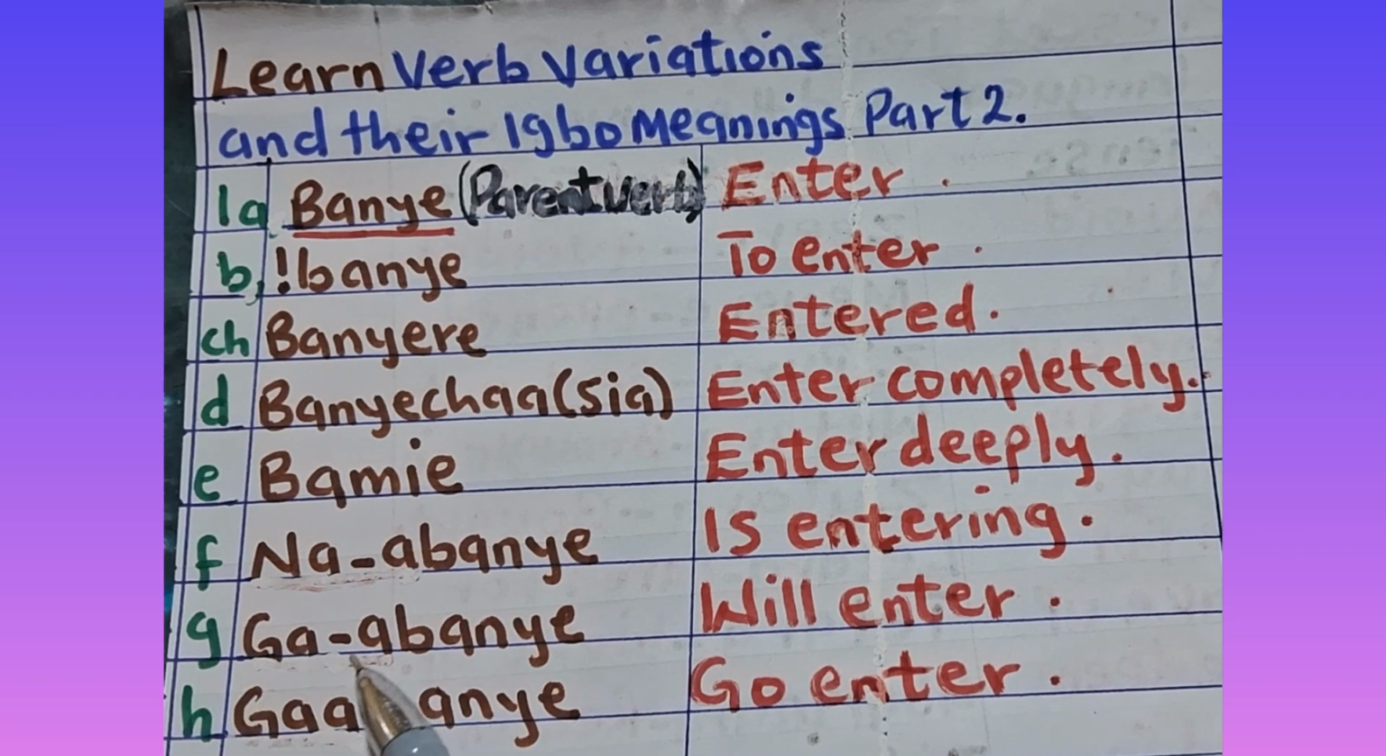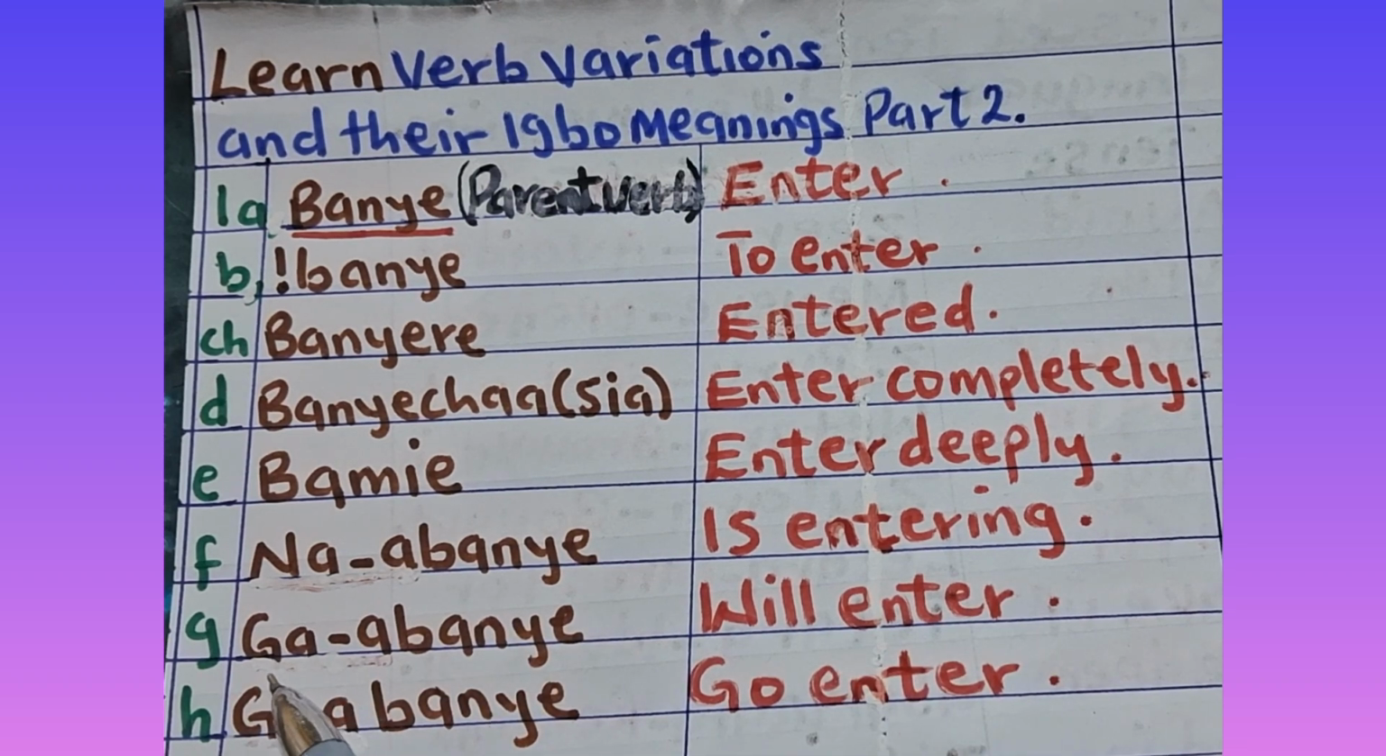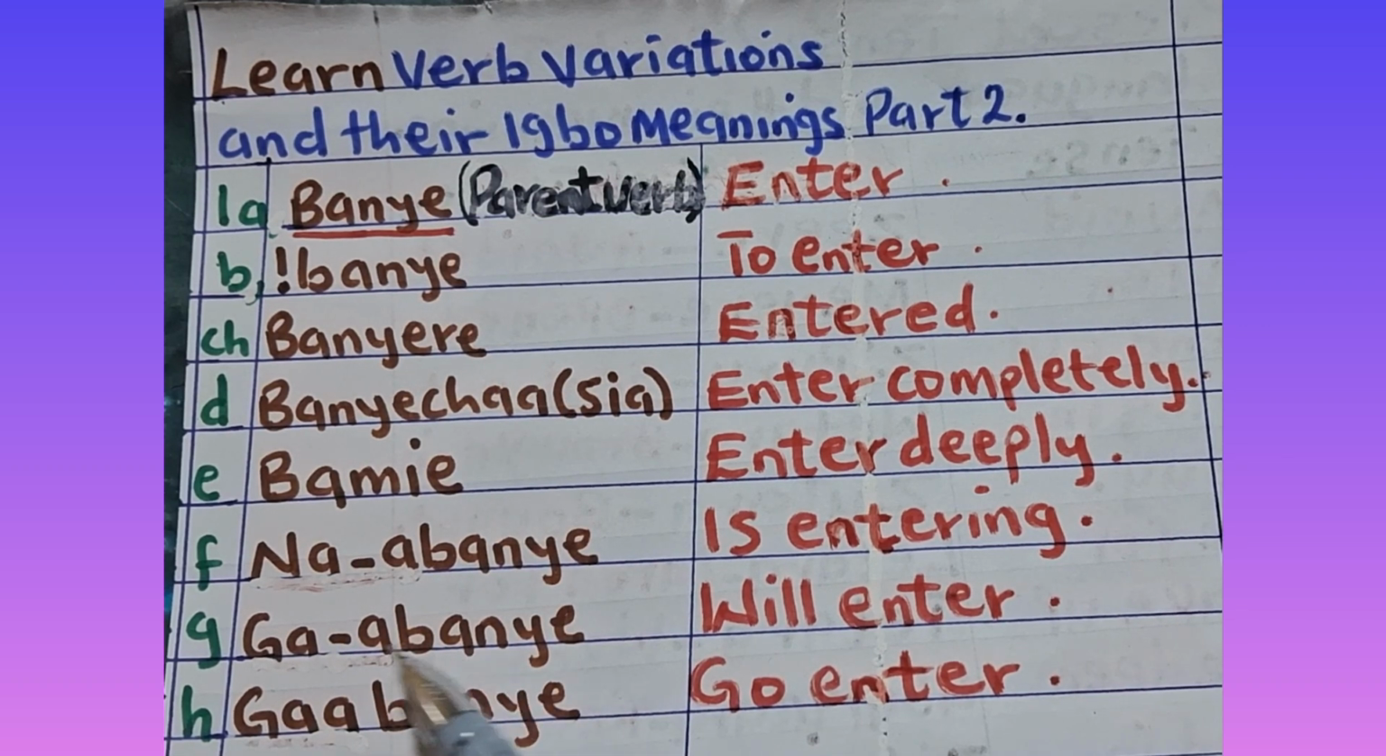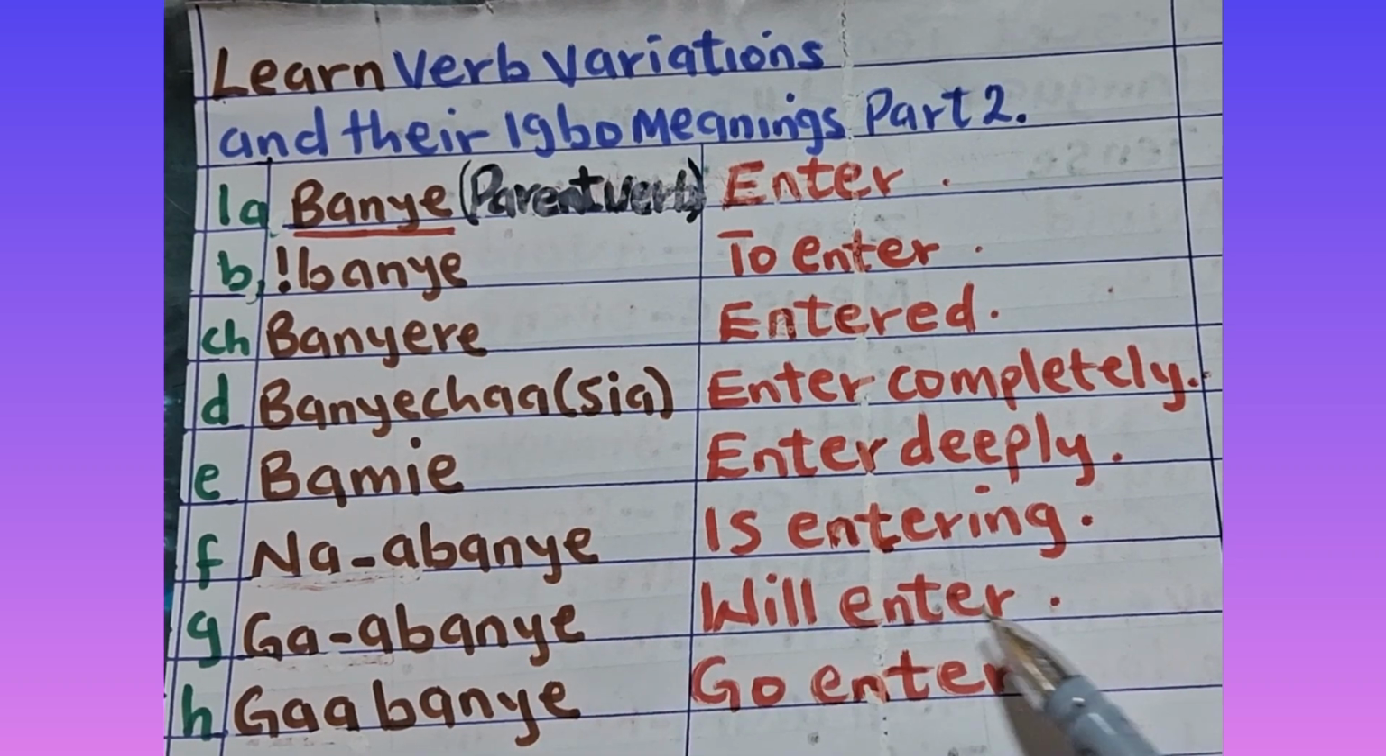Number G, this one is future tense. Ga abanye, we enter. When you hear ga a, you know that it is future tense, something that will happen in future, maybe tomorrow or in the evening or in the afternoon, depending. So it is not happening at that time. When you hear ga, it is a future tense. So we put ga a here to this banye to make it the prefix to banye, to change the meaning from banye to ga abanye. We enter. Have you seen it?